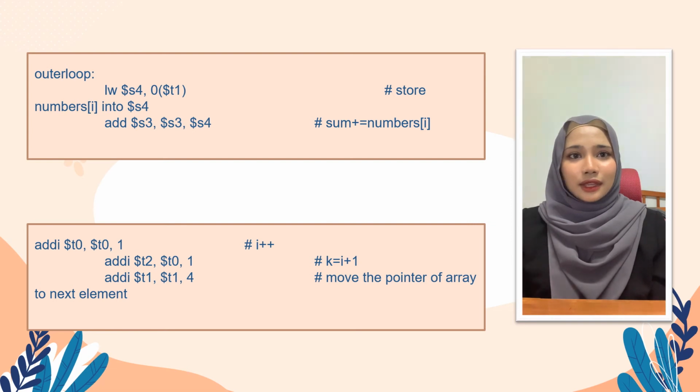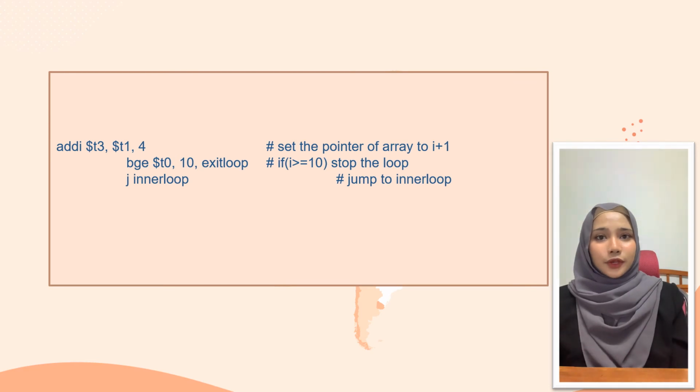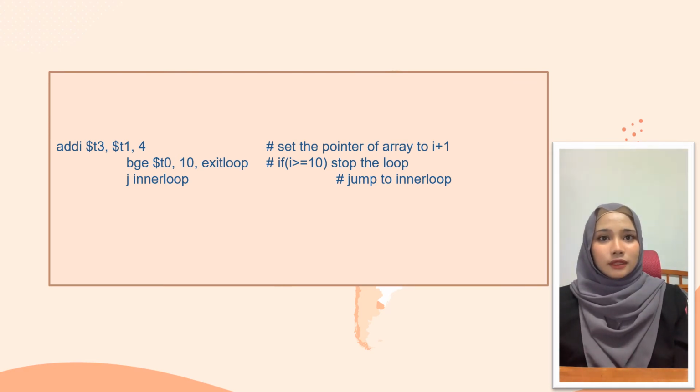The ADDI $T1, $T1, 4 is used to move the pointer of the array to the next element. Then, set the pointer of the array to 1 by add immediate 4 into register $T3. The BGE or branch on greater than or equal is used to stop the loop if register $T0 is greater than or equal to 10. Then, the program will jump to the inner loop.